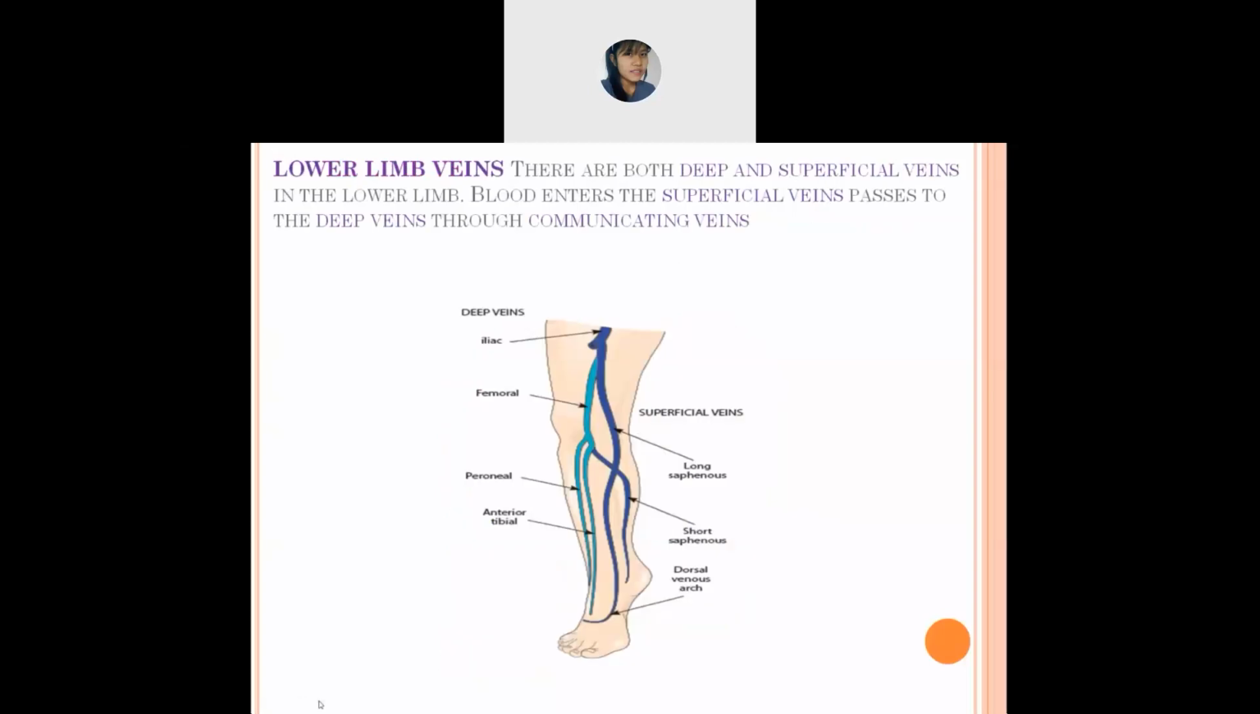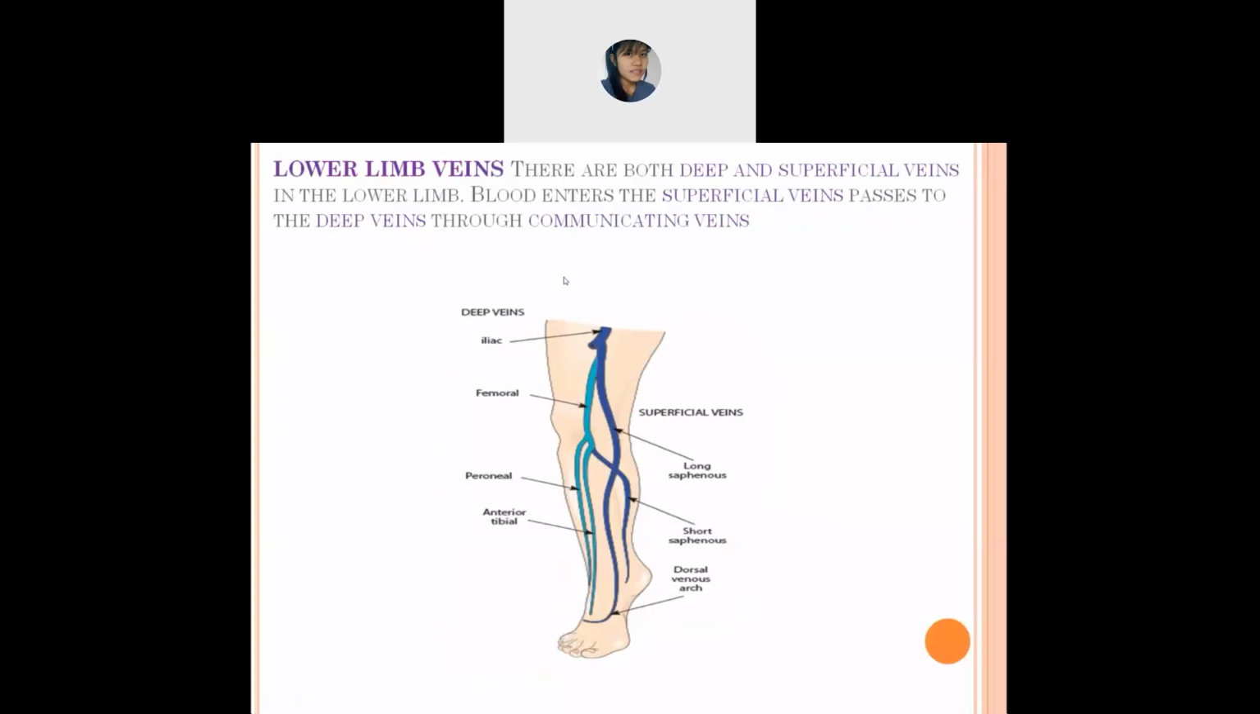Okay, we are done with arteries. So now let us discuss the lower limb veins. In the lower limb, you will find two types of veins: deep veins and superficial veins. We have already discussed this. Deep veins lie deep, and superficial veins are situated just beneath your skin.